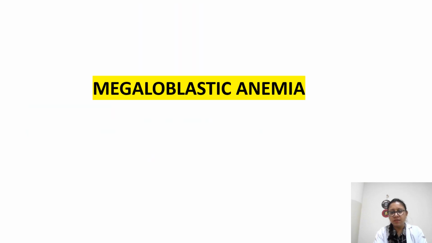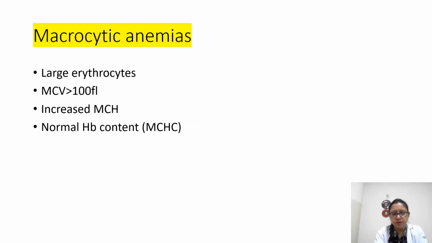So today we'll be discussing megaloblastic anemia. We have a broad term, that is macrocytic anemia. Here we have megaloblastic and non-megaloblastic anemia. So how do we describe macrocytic anemia? Basically the RBCs are larger. MCV will be more than 100 femtoliter. Normal value is around 80 to 100. Then the patient's MCH will be increased. However, the hemoglobin content will be normal, as described by our MCHC.